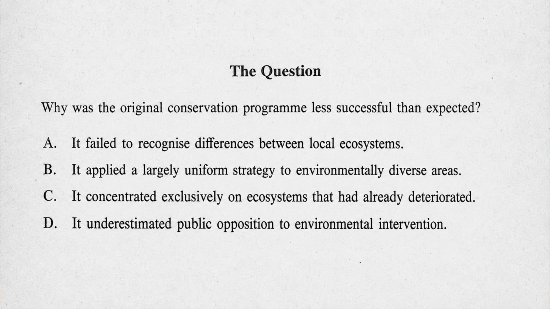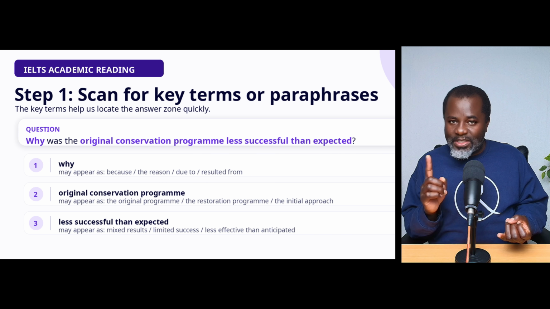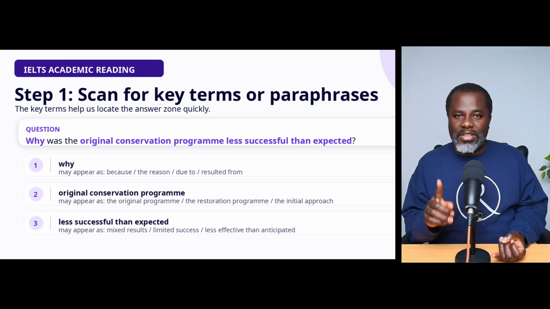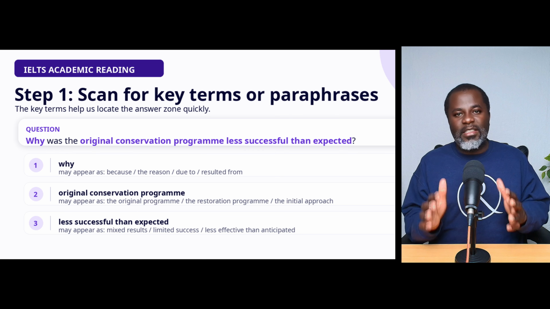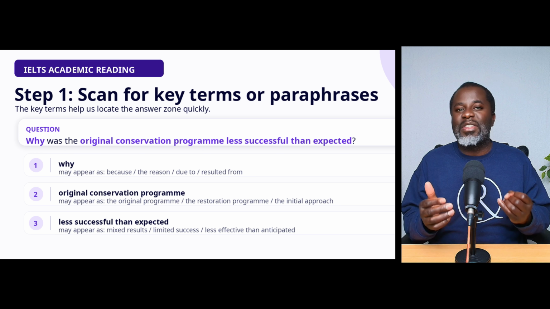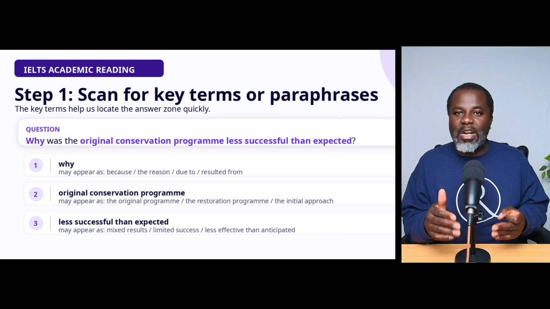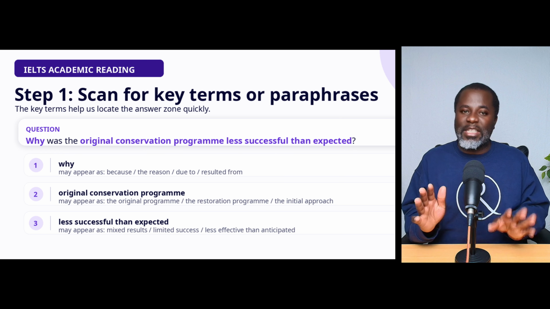Step number 1 is to understand exactly what the question is asking and identify the key terms that will help us locate the answer zone. Let us look at the question again. Why was the original conservation program less successful than expected? The key terms in this question include why, which is the question word, original conservation program, and less successful than expected. In essence, the question is asking us to find the reason the original conservation program achieved poorer results than expected.